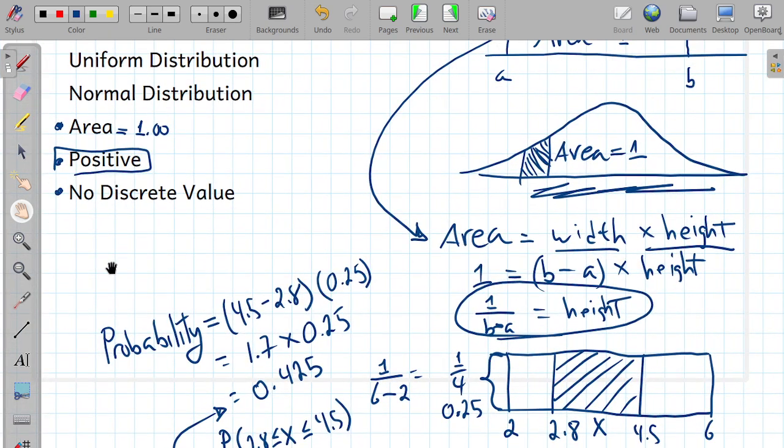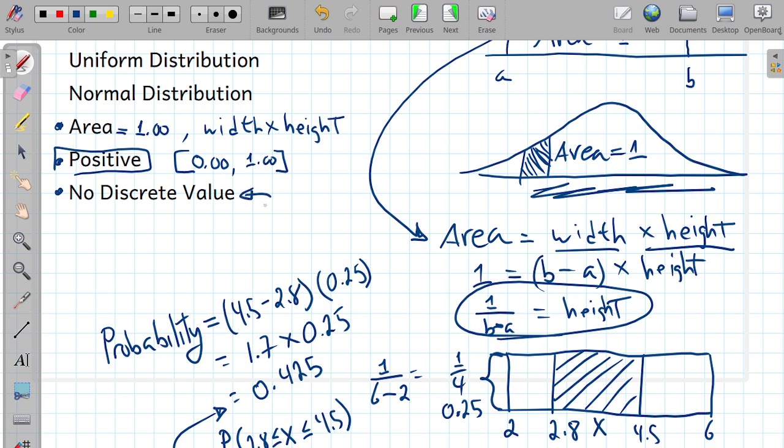Okay, so we know that the total area is exactly 1, and we also know that area is width times height, if you need to do it by hand. These are always positive values, and in the language of calculus, they range over the closed interval from 0.00 to exactly 1.00. So you're never going to have negative probability. So far, so good. Now, what is this business about no discrete value?